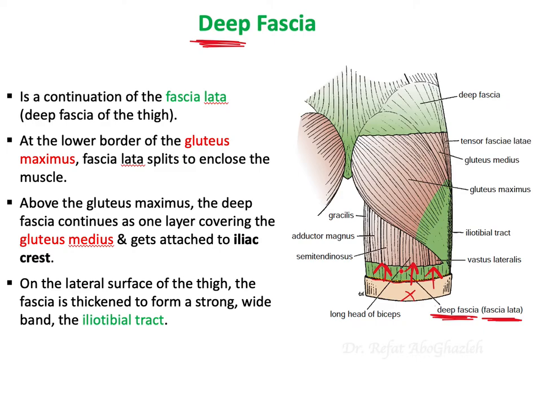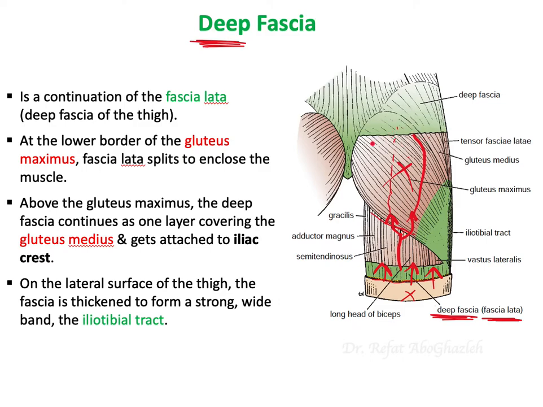But the deep fascia, or fascia lata, once it reaches the lower border of gluteus maximus, because this is the largest muscle in the body, right? Once it reaches the lower border, the deep fascia splits into a superficial and a deep layer to enclose this muscle. And again, you see here, it's removed.